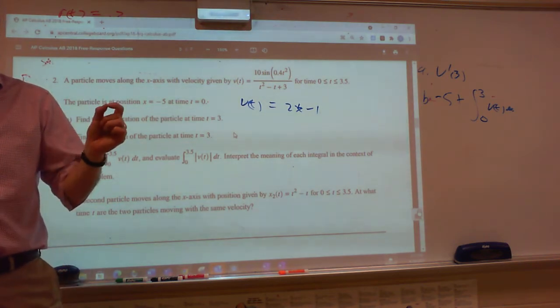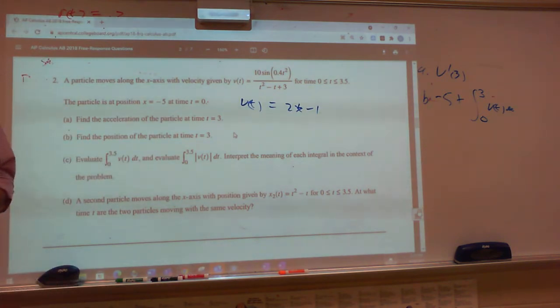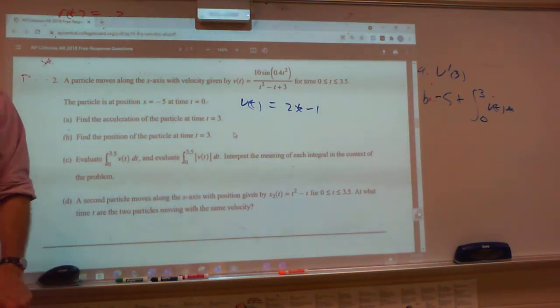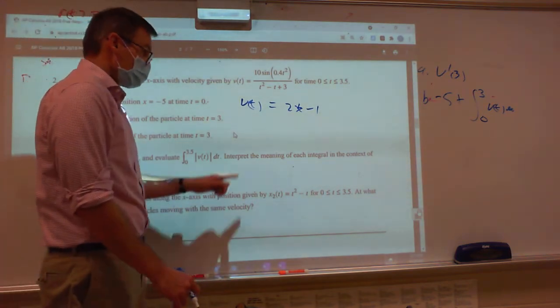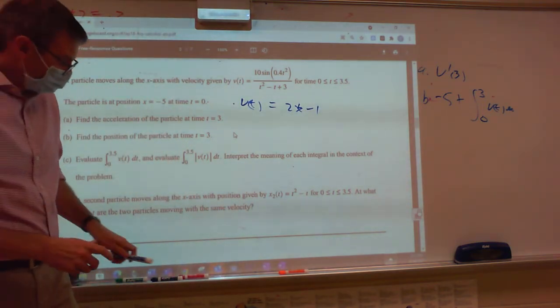Is everybody okay with that part? So do we need to just give it the value? Yes. Second particle, when are they moving at the same velocity? So would we have to put v of t is equal to 2t minus 1? Yes. They're looking for this and then the answer. Okay.